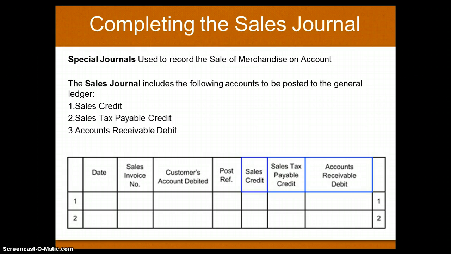So this is what the spread of a sales journal looks like. It is used to record the sale of merchandise on account, and you'll see some new additional columns here for recording sales credit, sales tax payable, and accounts receivable. Just like in T accounts, we're recording sales, so it's going to increase on the credit side for sales, increase on the credit side for tax payable, and increase on the debit side for accounts receivable.